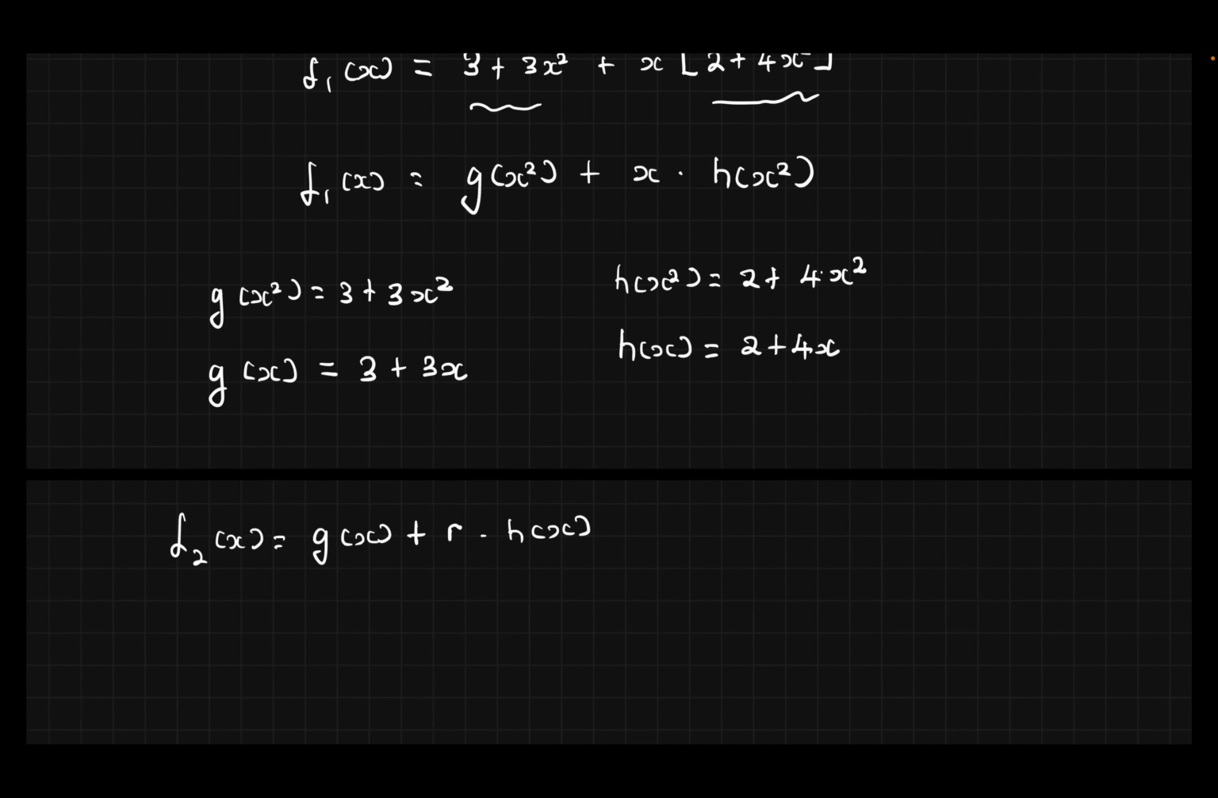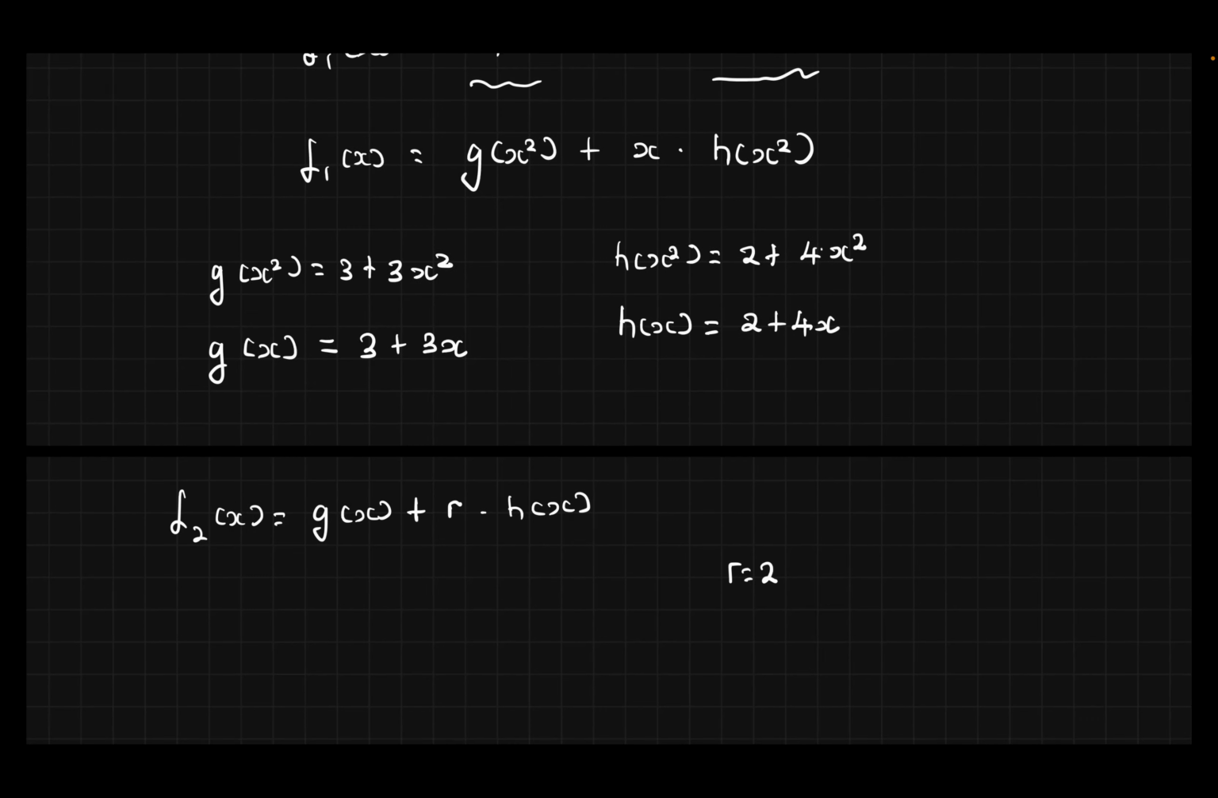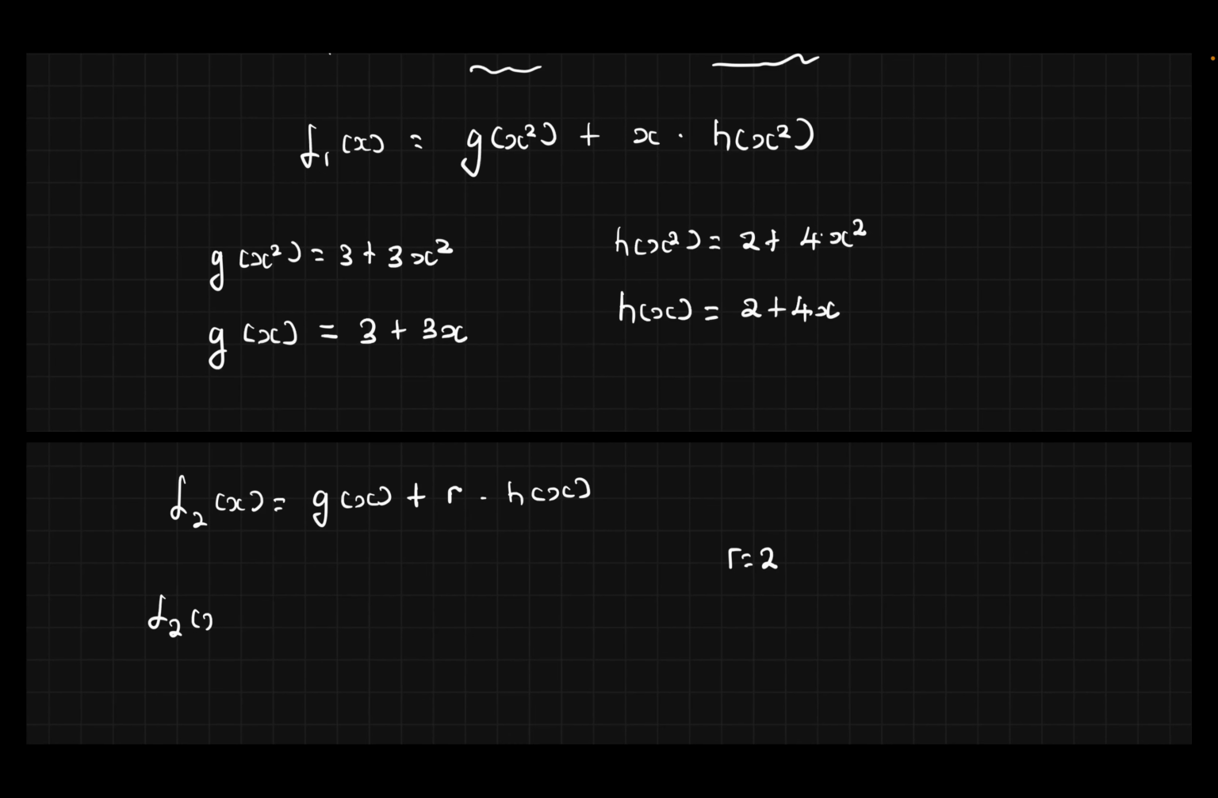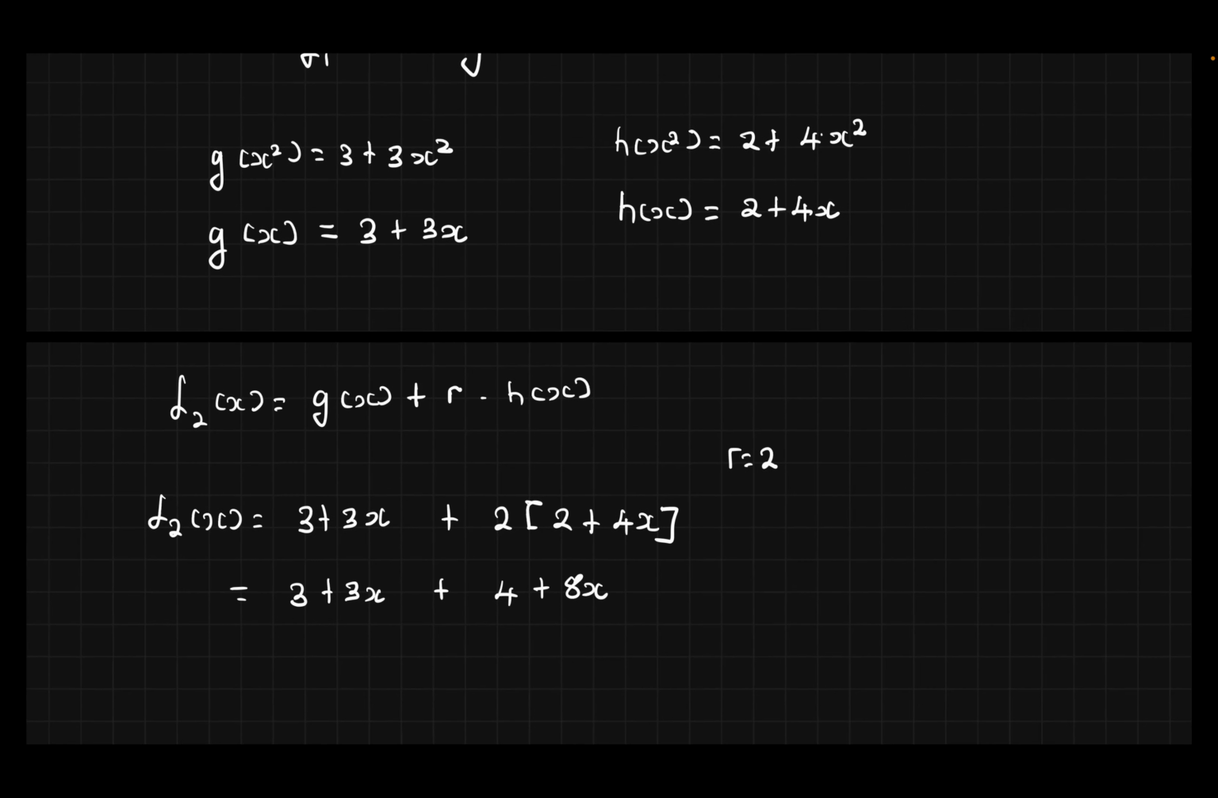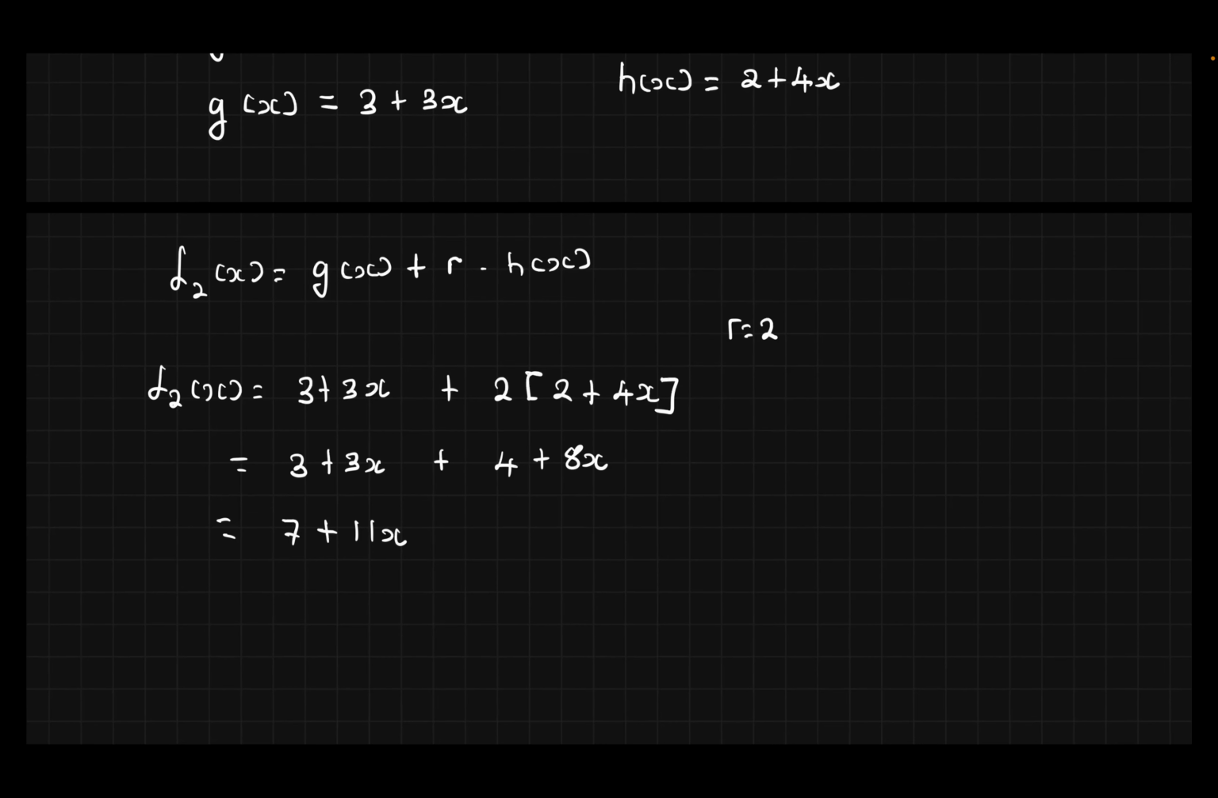So let's assume that r is 2, okay? So what's our f2 of x then? What's g of x? 3 plus 3x, then plus 2 times 2 plus 4x. So that's 3 plus 3x plus. Does this make sense? So our f1 of x is what?